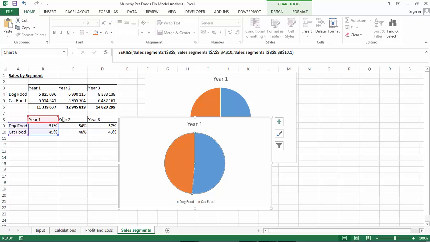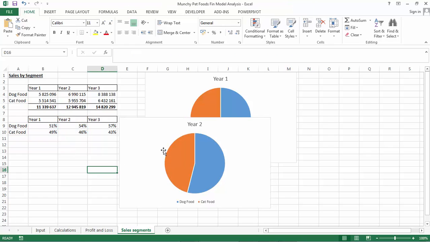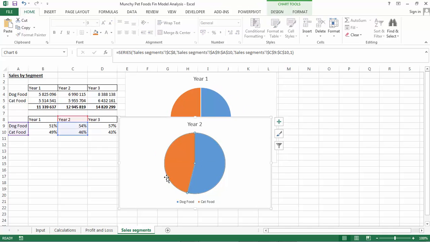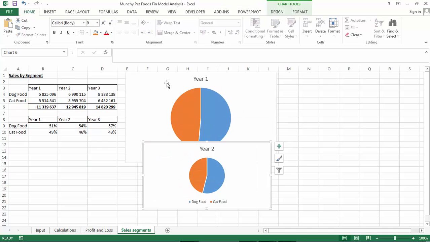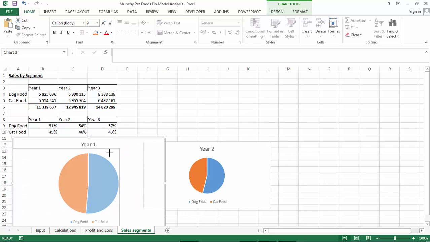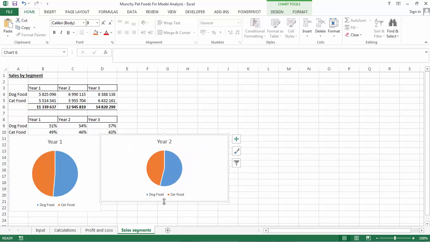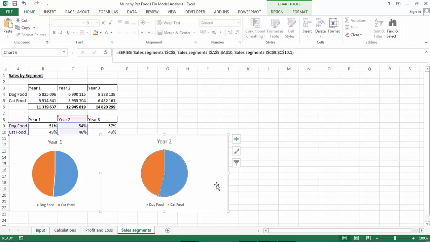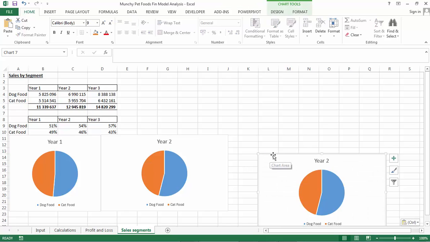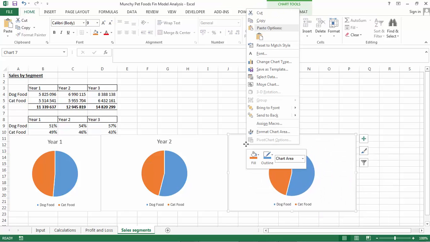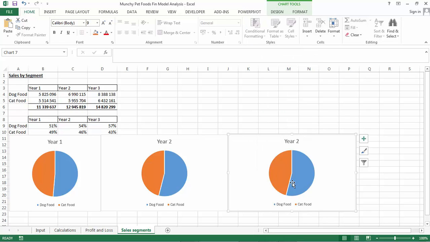And I can just click inside the graph area and move the data selection, and you'll see it's automatically updated it to year 2 for me. And we can just make them smaller. We can put them side by side. So there we have year 1, year 2, and I can just copy and paste, and then I can click inside this graph and I can just move my references across and automatically update to year 3.